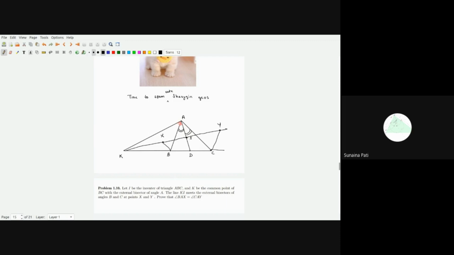Try reducing the fact that you have to show BAX equals CAY into a projective geo condition. And in fact, we just saw angle bisectors, and angle bisectors and projective geo is pretty nice. Can you join AX and AY? Sure, why not?